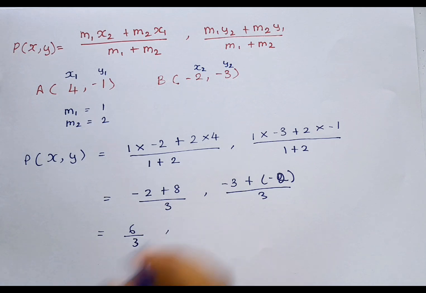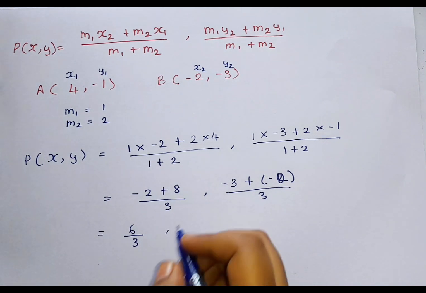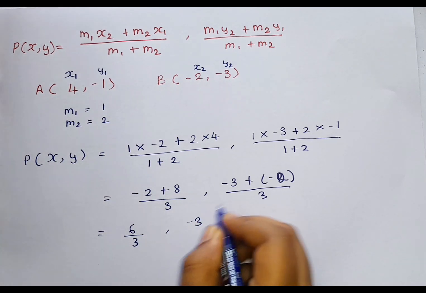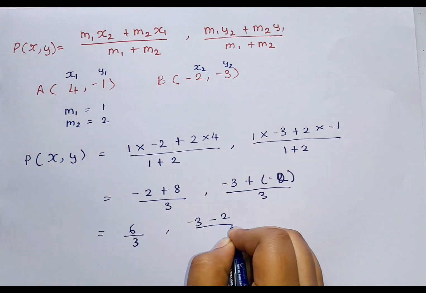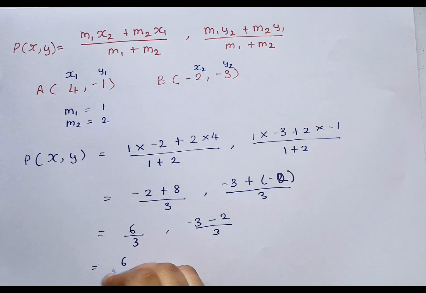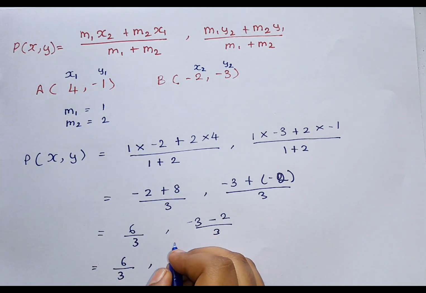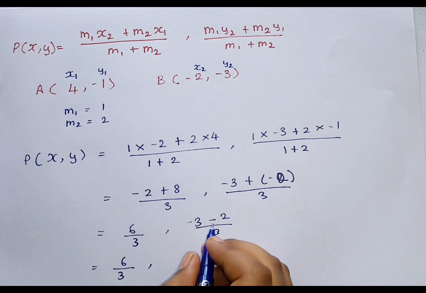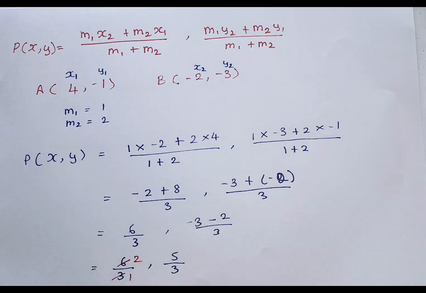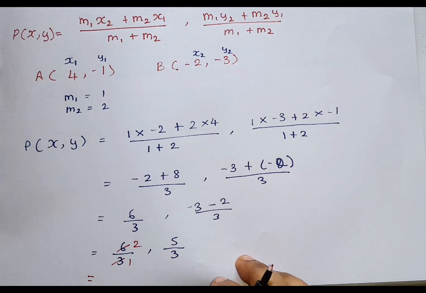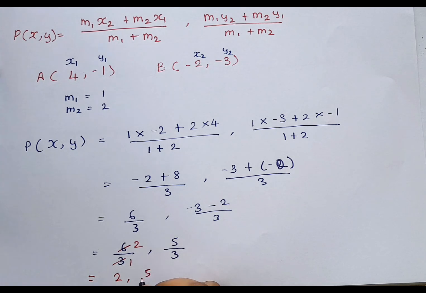And then comma, -3 and plus and minus is -2 by 3. So it is equal to 6 by 3 comma, minus and minus is plus, so 3 plus 2 is 5 and divided by 3. Now we can cancel: 3 2s are 6. So finally we got 2 comma 5 by 3.